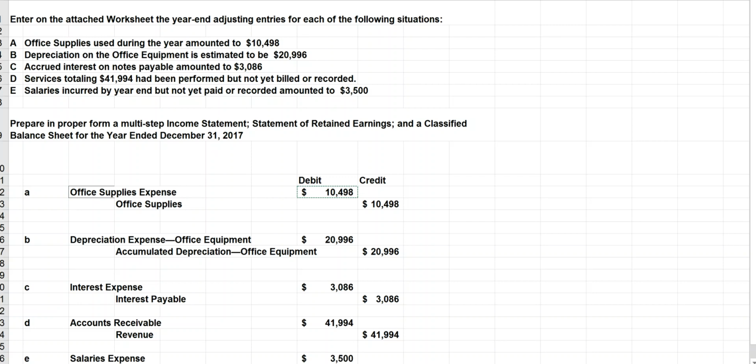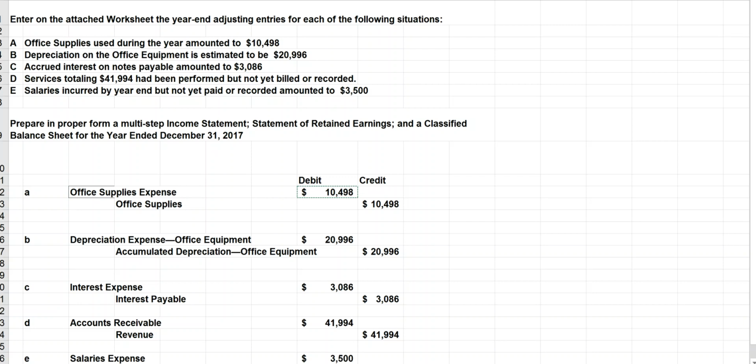Letter B, depreciation on the office equipment is estimated to be $20,996. This is an example of depreciation adjusting entry. We're going to debit depreciation expense office equipment for $20,996, and we're going to credit accumulated depreciation office equipment for $20,996.